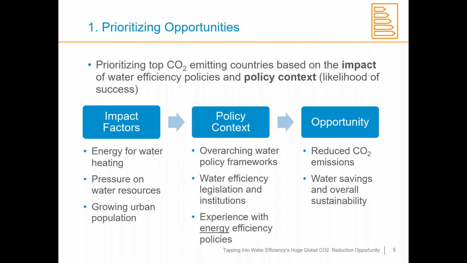We started by looking at 18 of the top emitting countries that have the highest CO2 emissions in the appliance and equipment sector, basically the countries that CLASP has recently been focusing on. And looking at the impact factors here on the left, which would be how big of an impact on CO2 and water you could have from policies for showerheads and taps or faucets. Then to try to see how achievable those reductions would be, we looked at the policy context. So are there supportive policies that could enable the government to expand into these areas? Now I won't go through those right now. I'll get to that in another slide. But first looking at impacts, and then second, are there supporting policies that could enable the government success?